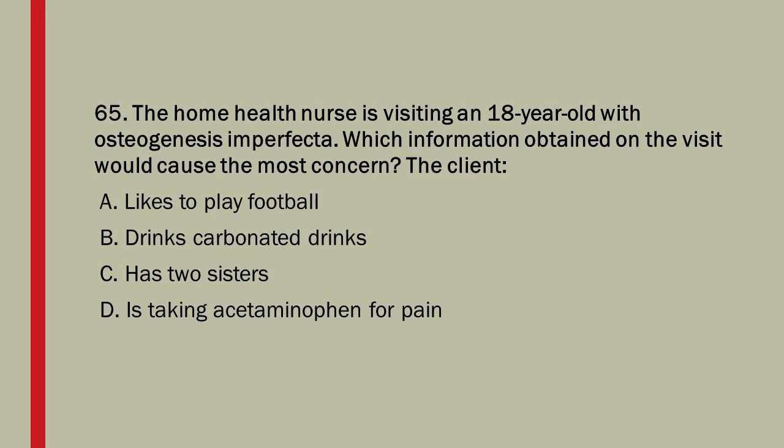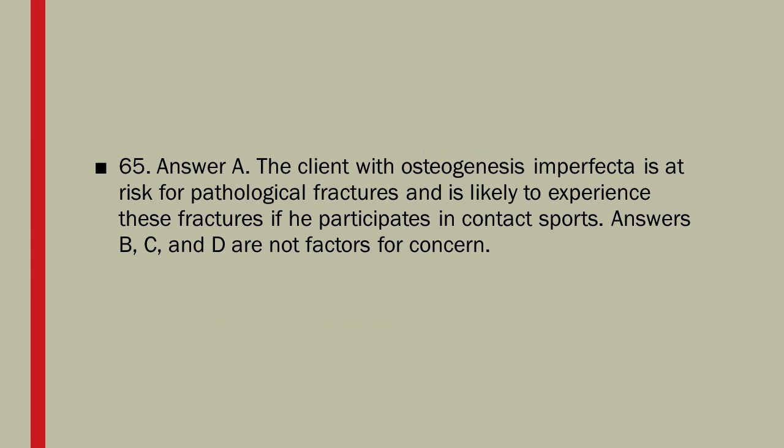incorrect. 65. The home health nurse is visiting an 18-year-old with osteogenesis imperfecta. Which information obtained on the visit would cause the most concern? The client A. Likes to play football. B. Drinks carbonated drinks. C. Has 2 sisters. D. Is taking acetaminophen for pain. 65. Answer is A. The client with osteogenesis imperfecta is at risk for pathological fractures and is likely to experience these fractures if he participates in contact sports. Answers B, C, and D are not factors for concern.